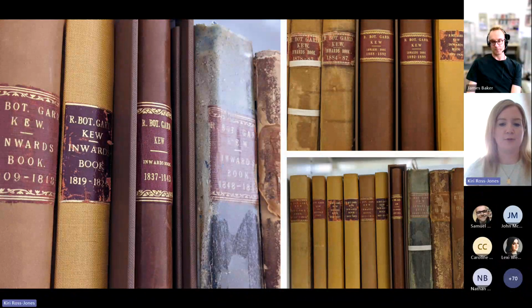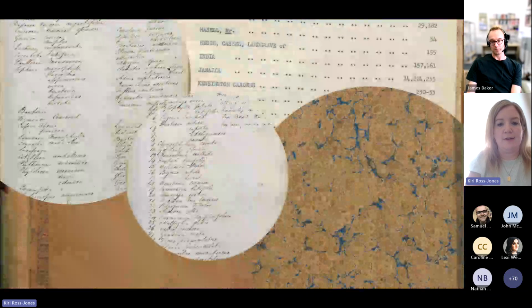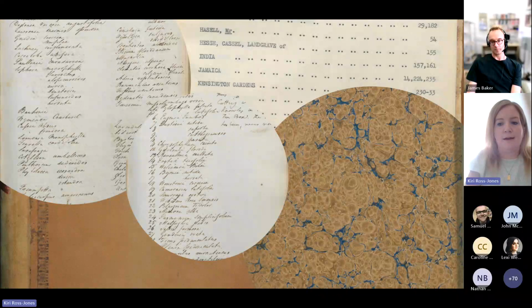There are records of breadfruit plants coming in from the Caribbean and being sent to Tahiti and also to Kew. Fruit trees being sent from Kew to Sierra Leone to establish the colony there. Records of rubber plants coming from Brazil to Kew and then being sent out to Singapore to start the rubber industry there. There are many varied histories in these volumes.